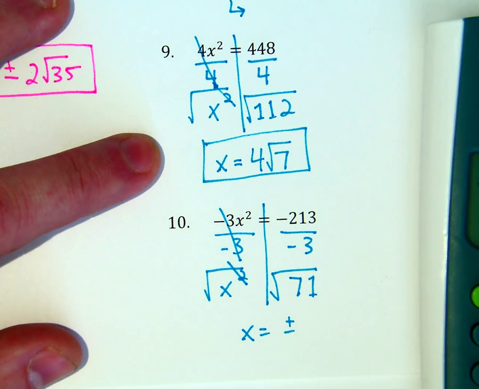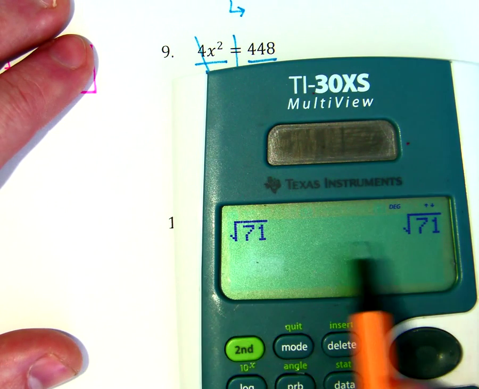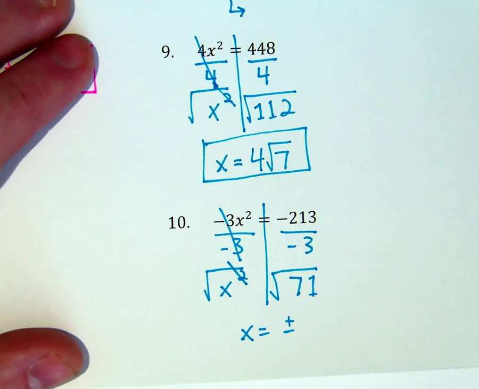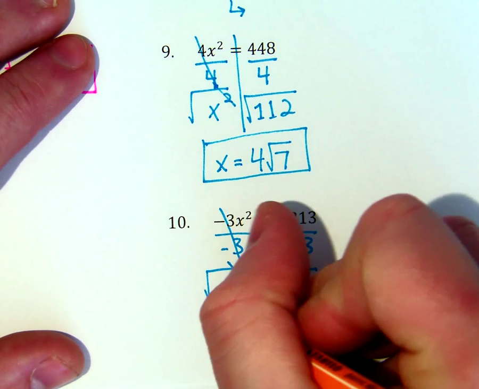It does not. You can tell it doesn't simplify because when you type in square root of 71, your calculator spits the same thing back at you. That means that it is already in simplified form.